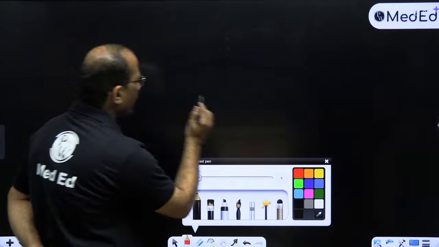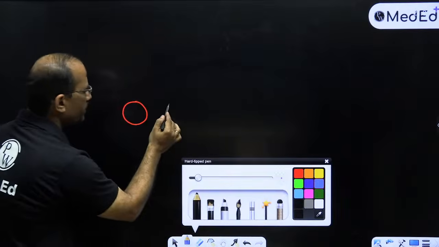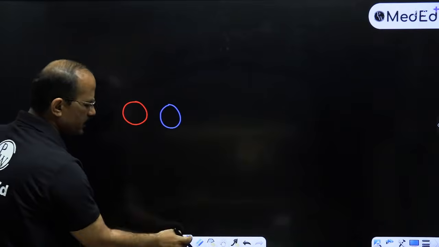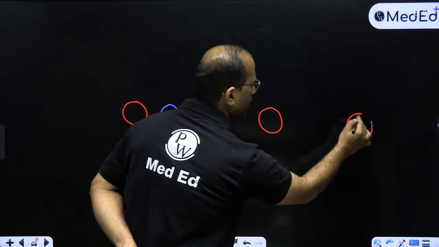Now that's the axillary artery. Now look, I'll just draw everything for you here. That's the axillary artery. Now on the medial side is the axillary vein. This is the axillary artery.